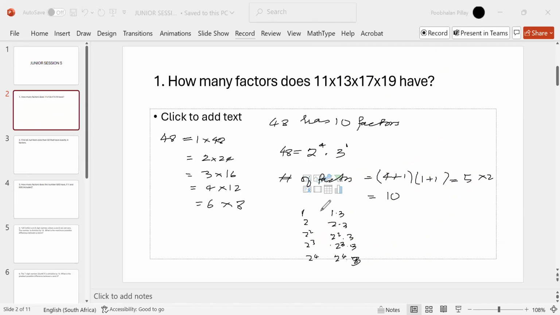So in other words, you can choose the first factor in 5 ways. That is why you get 4 plus 1. And then for each choice of that, you have 2 ways of choosing the second factor. So that is why the second factor is 1 and 3, 1 and 3, 1 and 3, and so on. That is why it's 4 plus 1 times 1 plus 1. Okay, so that's the background to this.